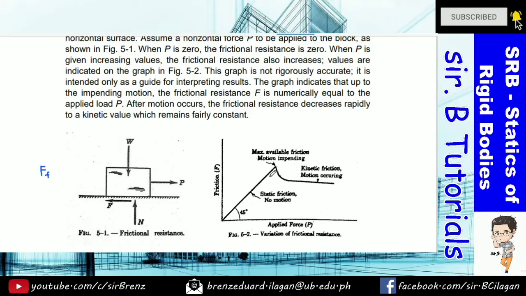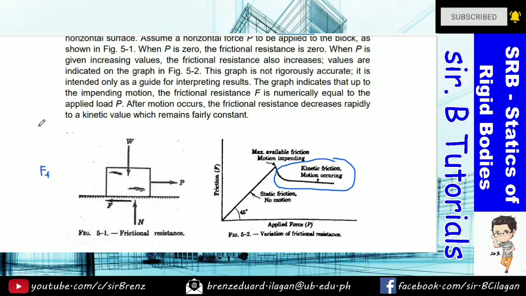So, uniformly increasing yan. And then, at the maximum available force, maximum available friction, motion impending, ito yung maximum value ng iyong frictional force kung saan once na na-exceed ka dito sa value na to, magkakaroon ka na ng movement o gagalaw na yung iyong block. So under this portion, papatak na doon sa kinetic friction from where the motion will occur.